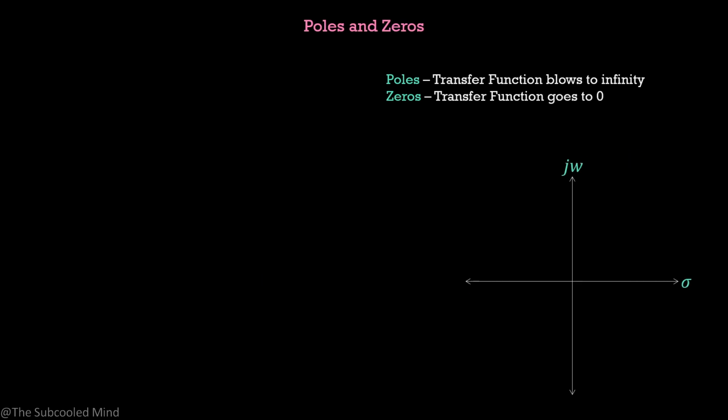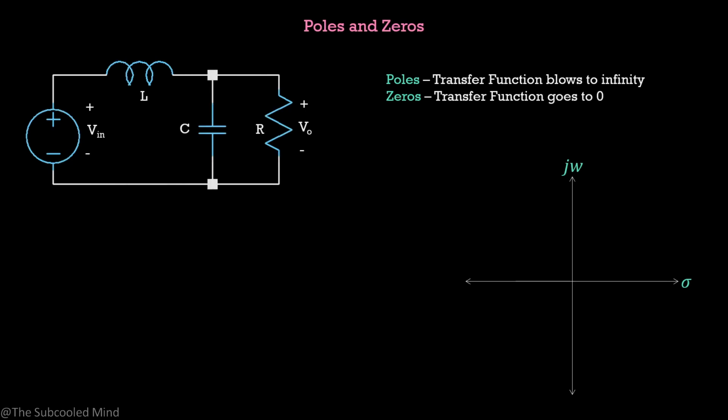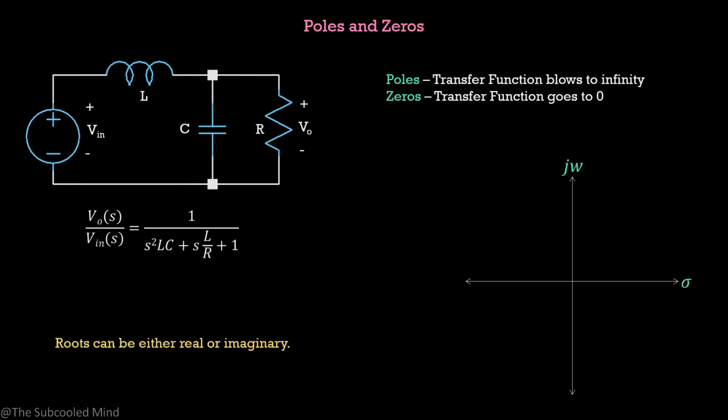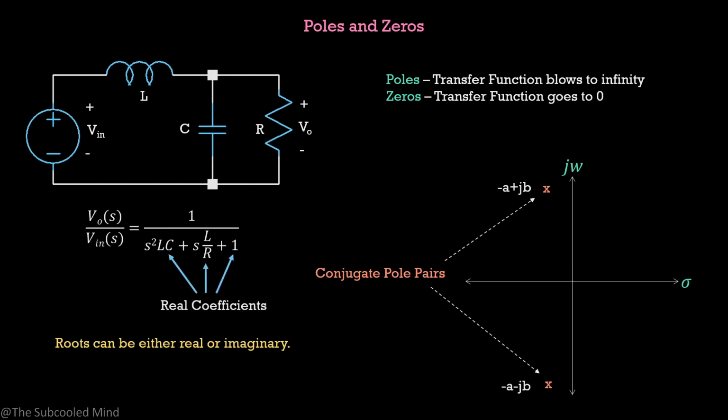We can also have higher order transfer functions. Take the example of this RLC network. I am not deriving it, but we can arrive at the output to input transfer function as this expression. Now, this is a second order transfer function. The roots of this polynomial will be either real or imaginary. The imaginary roots will be conjugate as all the coefficients of this denominator polynomial are real. This will always be the case for any real system. The values of R, L and C cannot be imaginary.